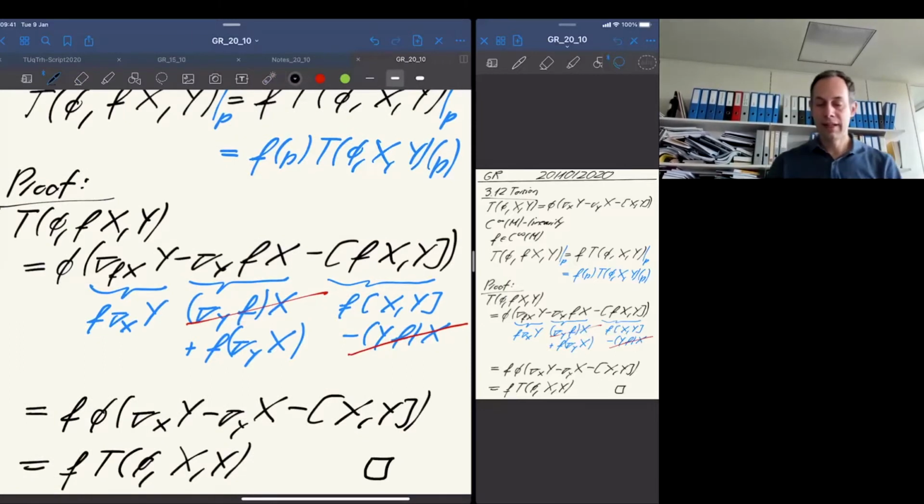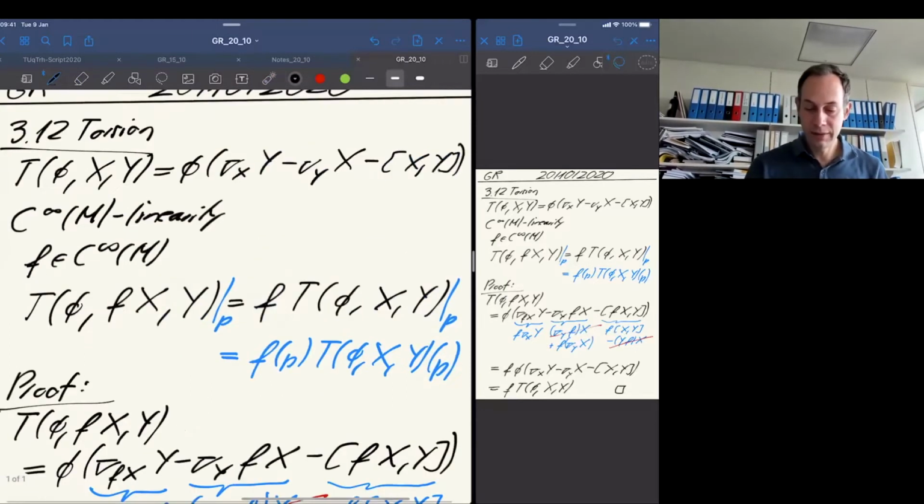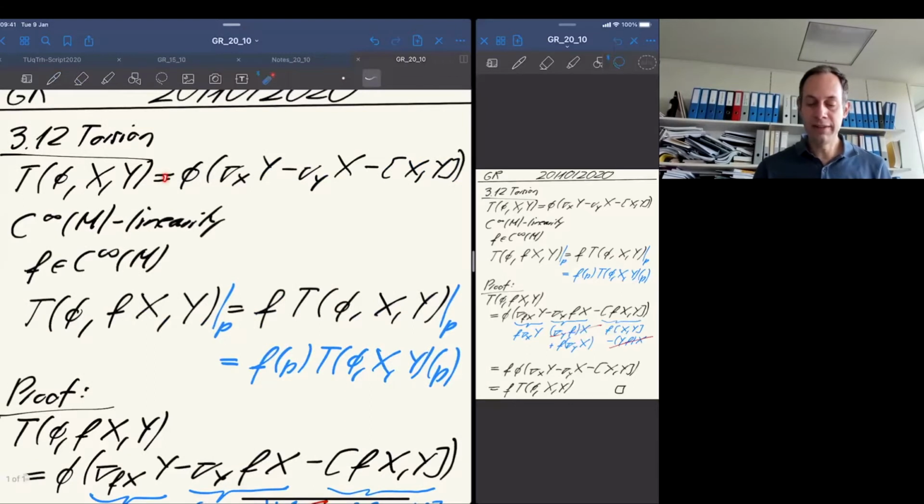So we have established that indeed the torsion is C infinity linear. I've shown it for this argument here. I've argued that this also means that it's C infinity linear here. And I've also said that it's trivial that it's C infinity linear in the first argument, because the f then directly occurs here on the outside of the map. So with that, we have verified that T is indeed a tensor.